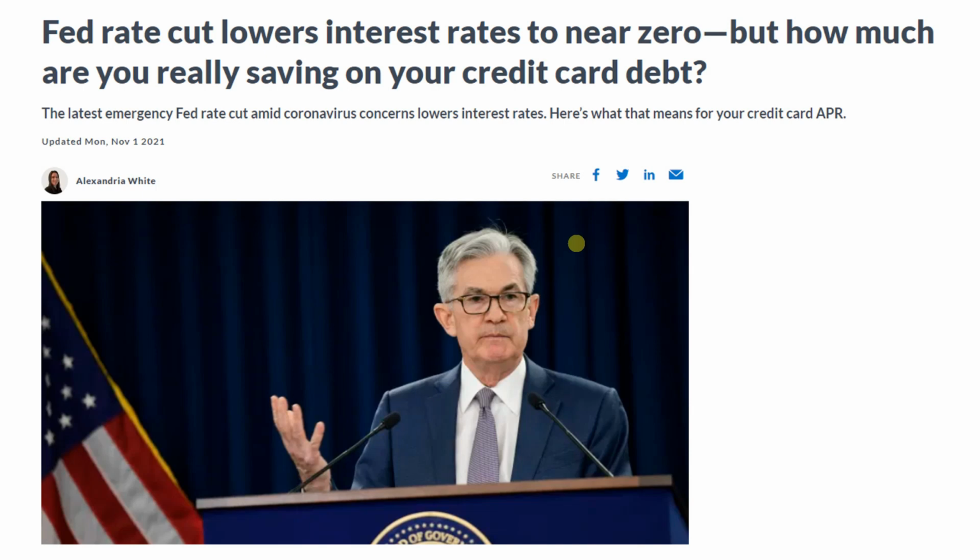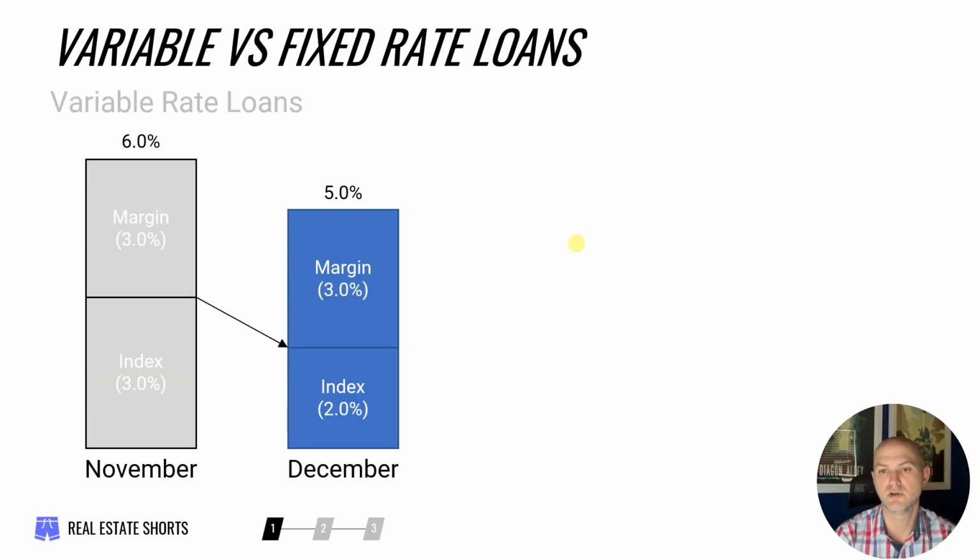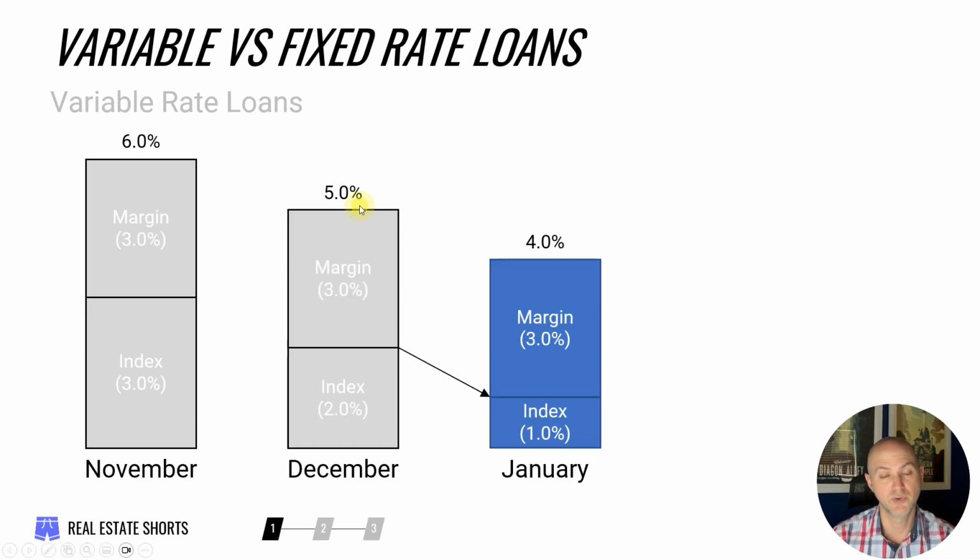But what if the Federal Reserve comes out and says, you know what, we're going to lower rates or we're going to raise rates, right? In this example, it's lowering rates. You'll notice that the margin stays the same. It's still the same 3%, but the underlying index changed from 3 to 2. And so now the global rate is 5. And we can take it one step further, right? What if the following month, now in January, the index falls even further to 1%? The global is now a 4% rate, the 3 margin plus the 1 index.